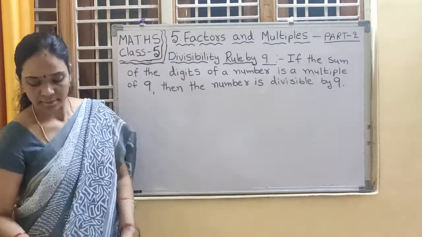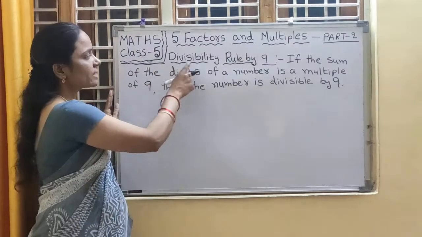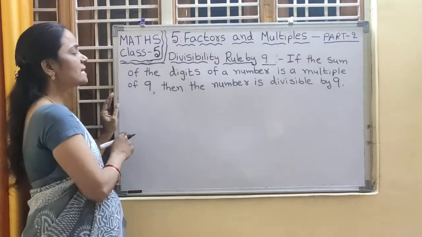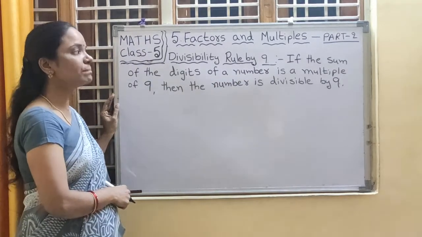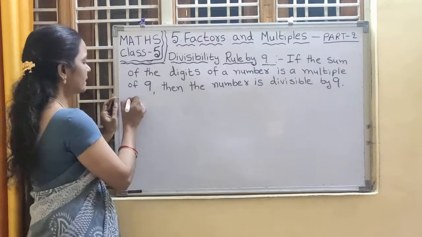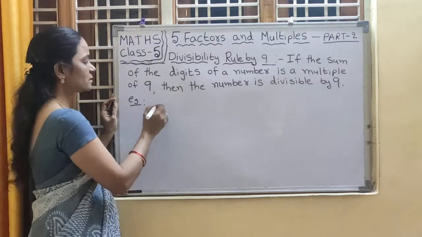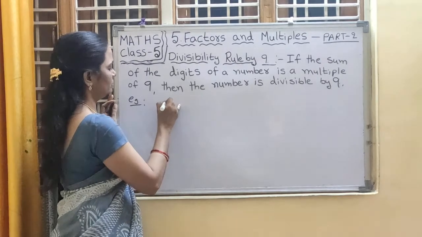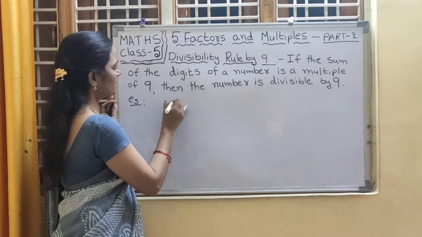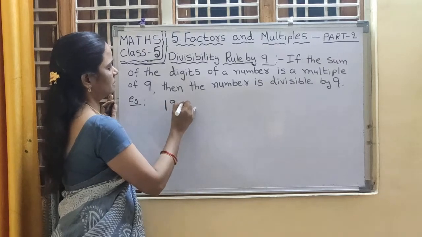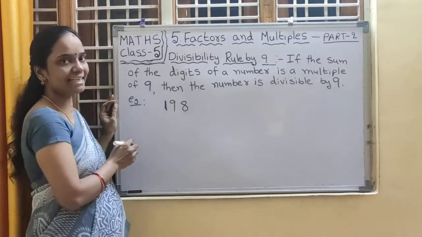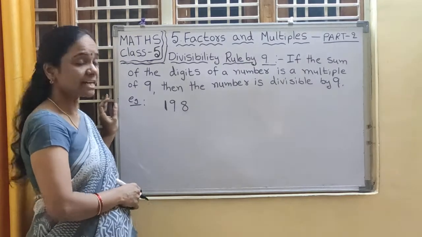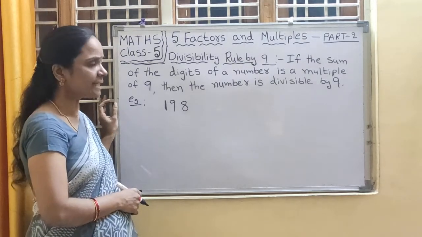Okay children? Look at the board. What is divisibility rule by 9? If the sum of the digits of a number is a multiple of 9, then the number is divisible by 9. Example, take 198. Is 198 divisible by 9?